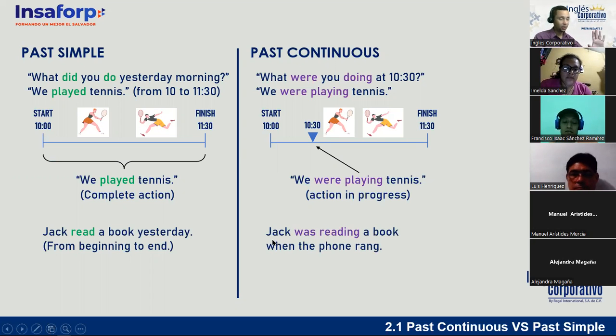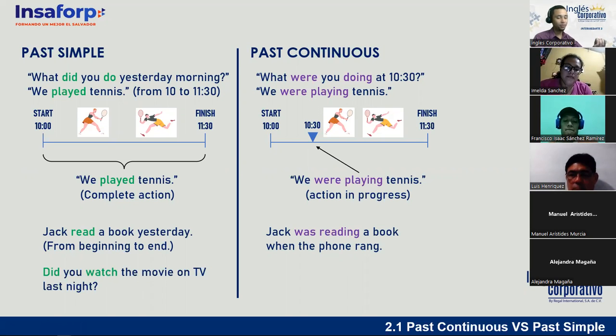Now, let's take a look at the sentence. Jack was reading a book when the phone rang. Estaba leyendo un libro cuando sonó el teléfono. So when I say Jack was reading a book, this means the action was not complete. The action was in progress, when another action interrupted. And what was the action? The phone rang. That's an interrupting action.